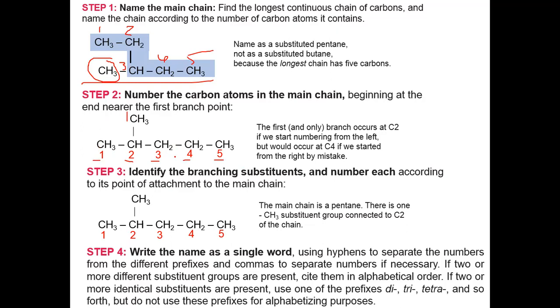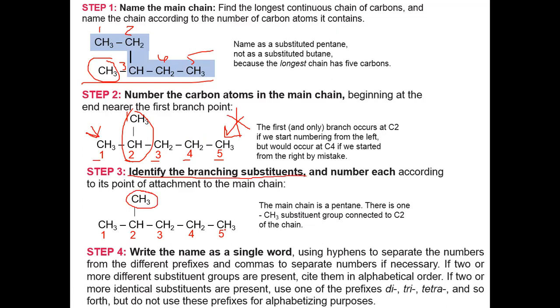We found that there is 5 carbons, and now we know which side we need to start numbering. We need to start numbering from the side which is the closest to the branched situation. This is a branched situation over here, so we need to start from here, not from here, because it's close to the branch. Then we need to identify the branching substituent. So in this particular case, it's methyl, right?